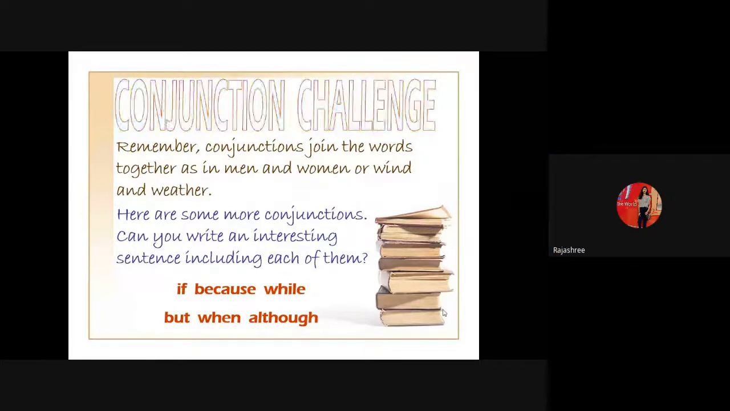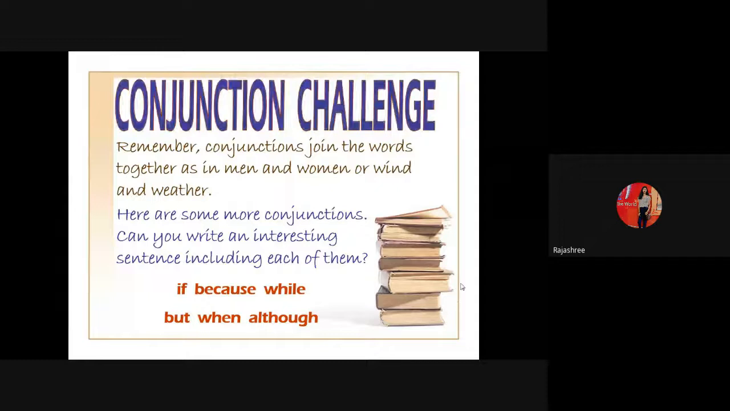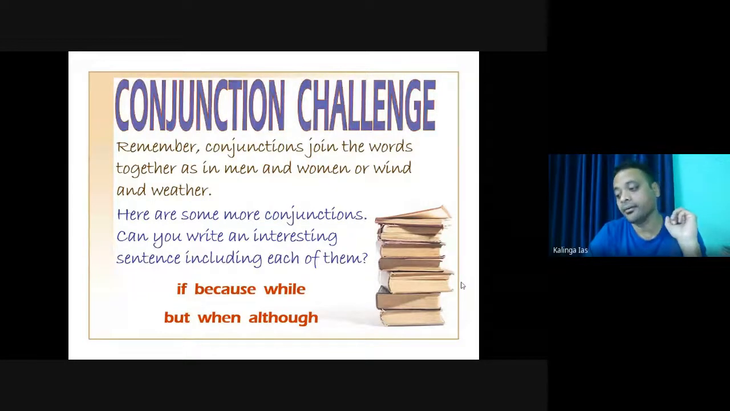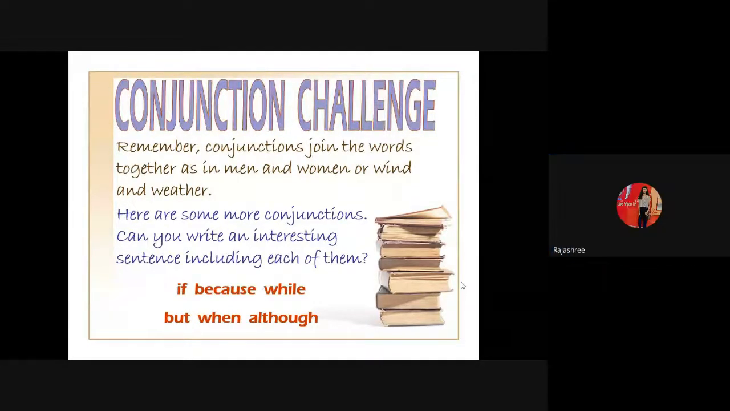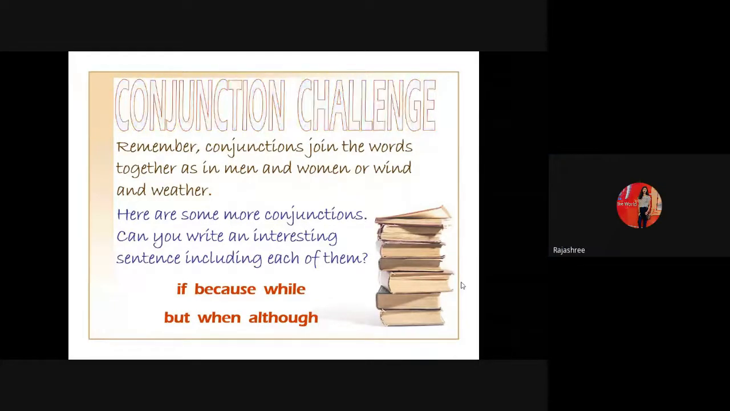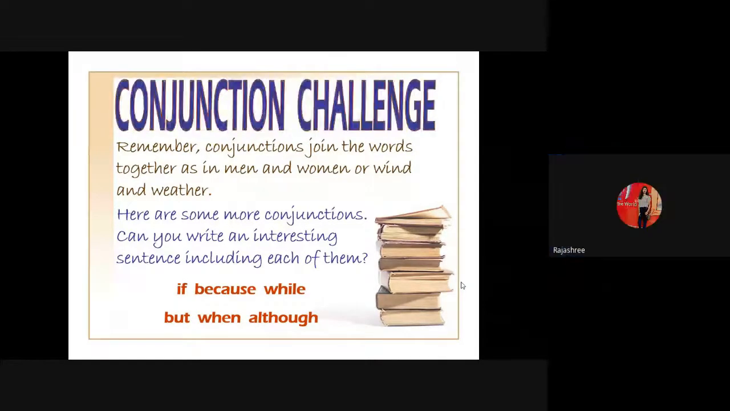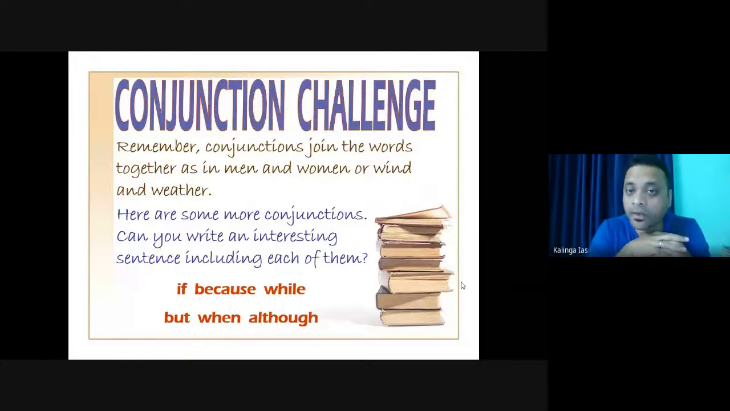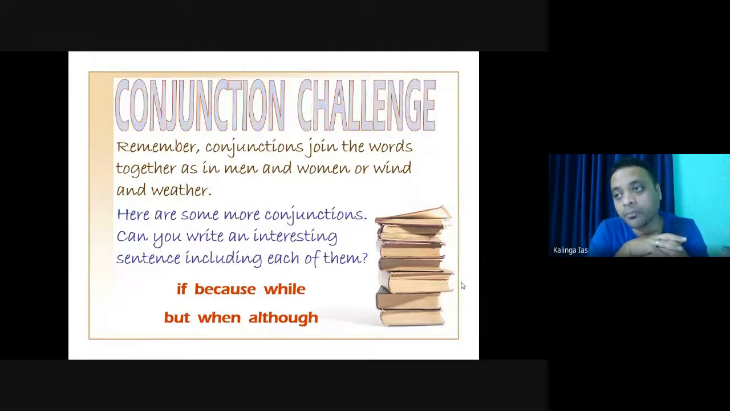Sir, right. Although I want to go but I can't, is it correct? No, we should not use two conjunctions. Although I want to go, comma. Again. Although I want to go, there are some problems like this. Although I want to go, there are some problems.